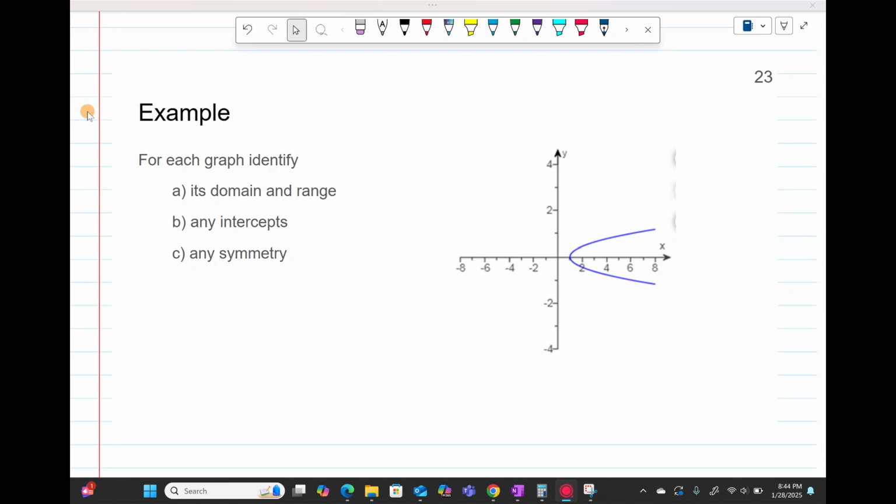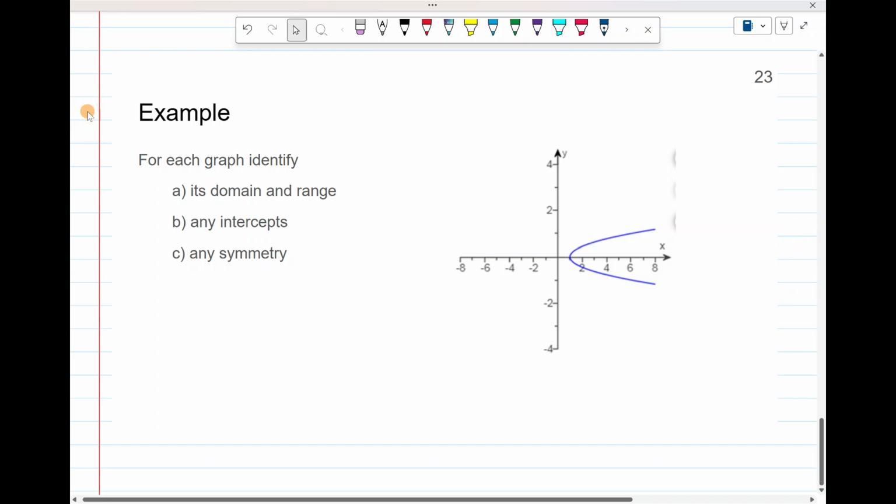In this video, we are going to find certain characteristics of a relation just by looking at the graph of that relation.